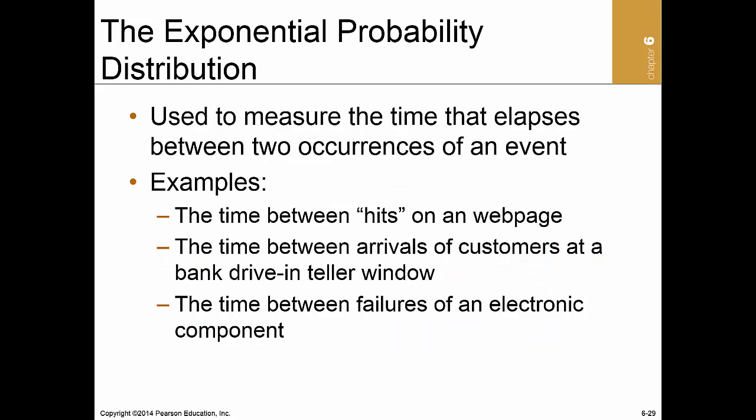Another continuous probability distribution frequently used in business situations is the exponential distribution. The exponential distribution is used to measure the time that elapses between two occurrences of an event, such as the time between hits on an internet homepage. The exponential distribution might also be used to describe the time between arrivals of customers at a bank teller drive-in window, or the time between failures of an electronic component.